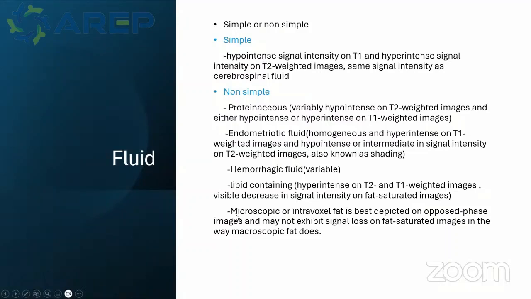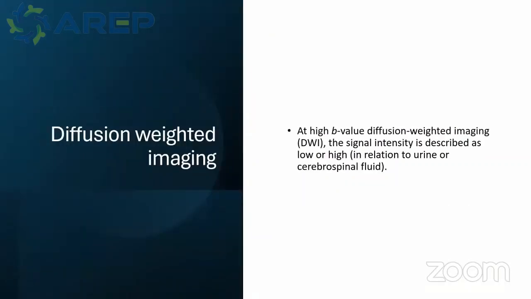One thing is microscopic or intravoxel fat, which is seen as signal dropout on the opposed phase image. This microscopic fat will not be suppressed on the regular fat suppressed images. Then DWI, as I mentioned previously, the signal intensity is compared in relation to urine or CSF on high b value image.